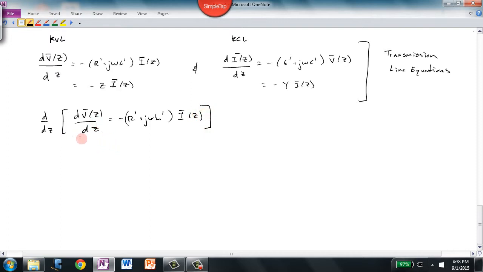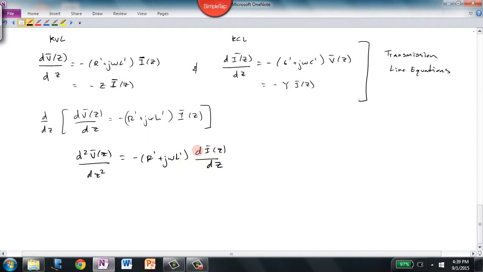and it looks scary, but it's not too hard. This just becomes the second derivative of voltage with respect to z. This is a constant, right? There is no distance dependency on this. There's no z dependency on this, so we just pull this out front. And then the derivative of the phasor current as a function of voltage is just dI(z)/dz. So we've taken the derivative of this equation, and this is our result here.